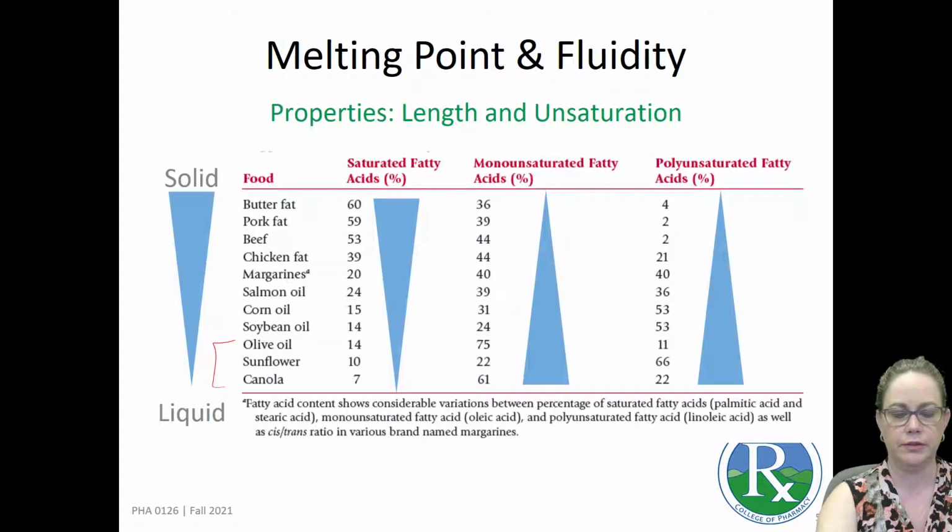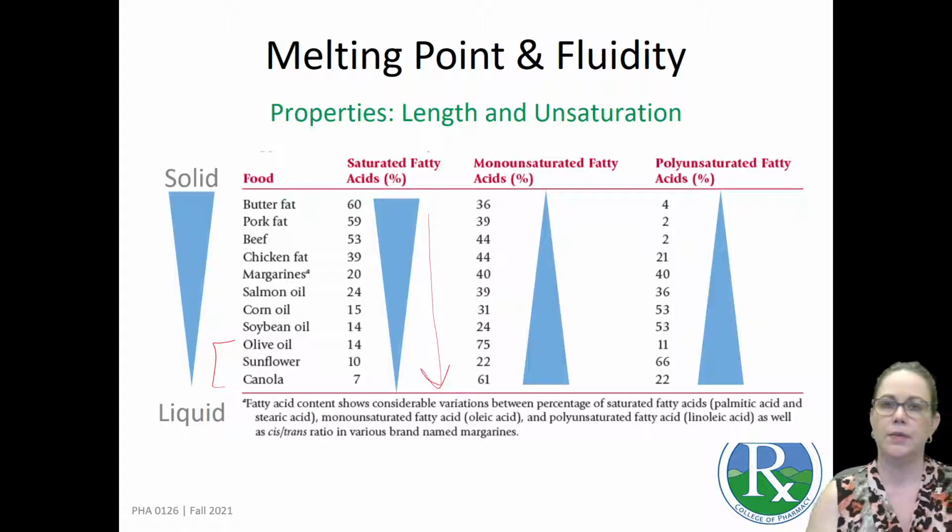percentage of saturated fatty acids. That's decreasing as we move down the table and become more liquid. And our amounts of the monounsaturated and polyunsaturated fats are both increasing as we move down the table. So those favor having the liquid products since those polyunsaturated and monounsaturated fats are going to lower our melting point.